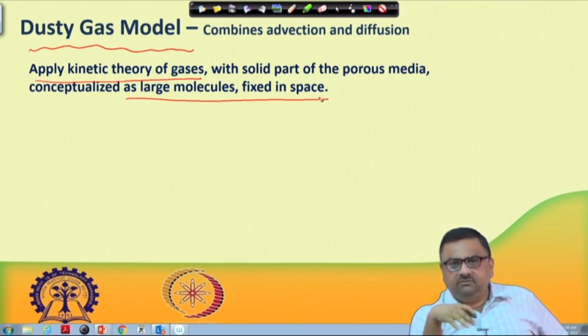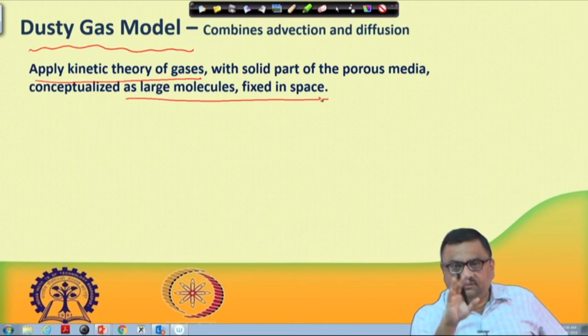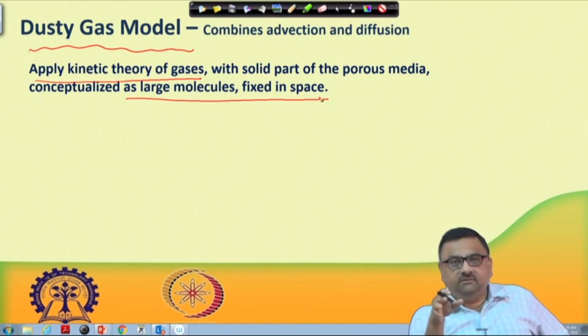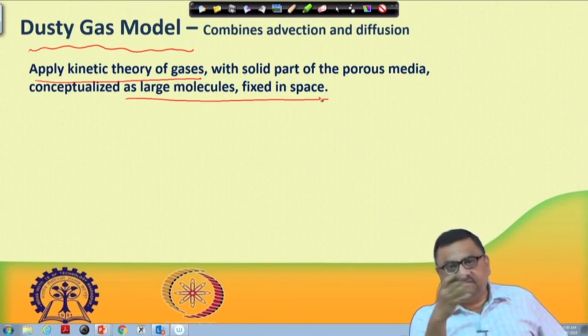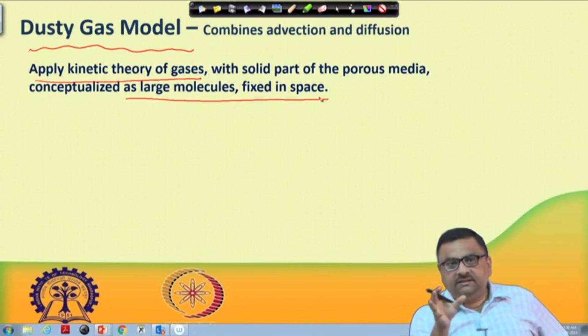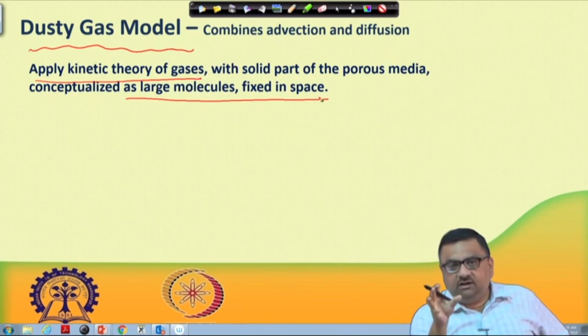Now, when it comes to putting it in a porous media, if the molecules are placed in a porous media, there would be solid walls, right. So, molecules have to travel through tortuous pathways. Now if one assumes that the solid part of the porous media is conceptualized as large molecules fixed in space, then they will be a part of the kinetic theory of gases itself. Only these are basically large molecules, the solid grains that you are talking about, and they are fixed in space, they are not moving. That is the only difference.